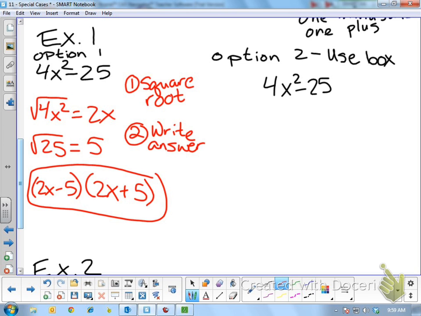So according to the box method, I multiply first times last. Now in this case, since there's no middle term, negative 25 is the last term. Our middle term is the one with just an x. So we multiply 4 times negative 25 is negative 100. Then we find factors of negative 100. So again, we run into kind of something a little bit different. What should our factors add to be? If there's no middle term, what should they add to be?